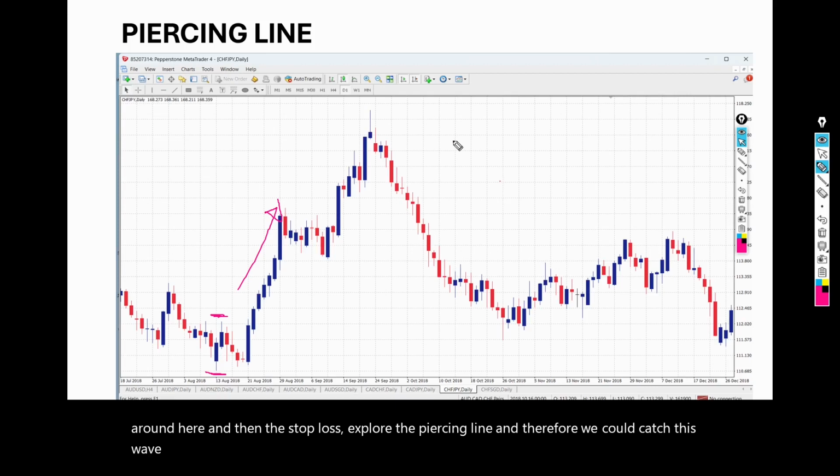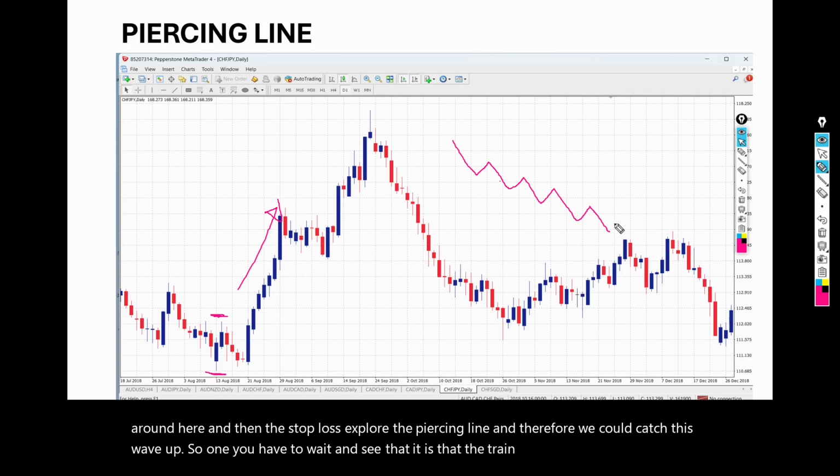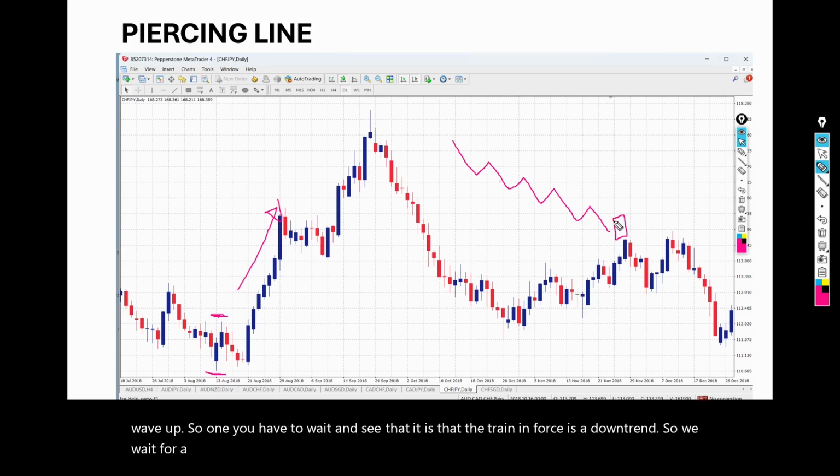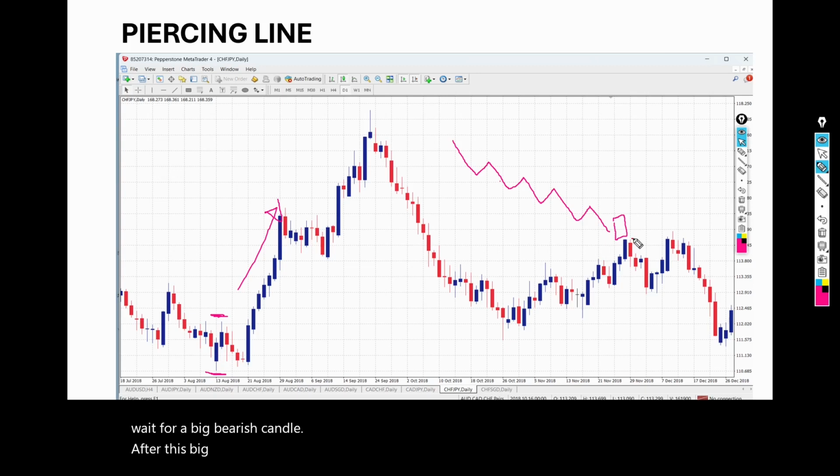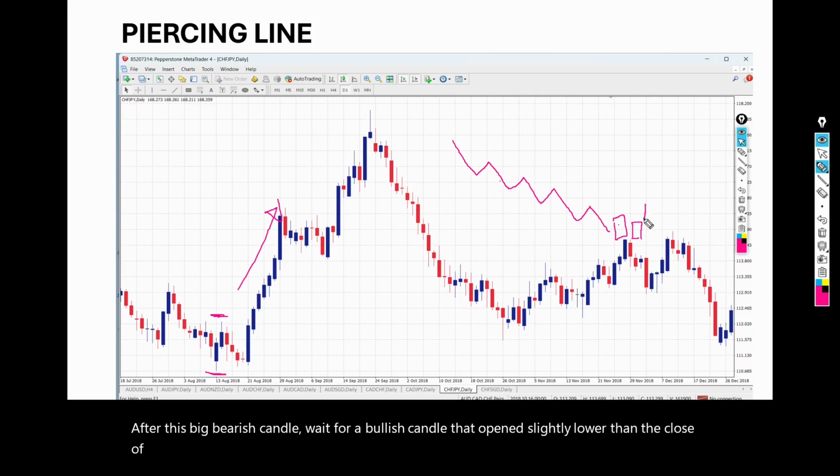So one, you have to wait and see that the trend in force is a downtrend. So we wait for a big bearish candle. After this big bearish candle, wait for a bullish candle that opens slightly lower than the close of that previous bearish candle, and then followed by a bullish candle which closes at least in the middle of this previous bearish candle. So we wait for a confirmation candle which should be bullish also, and therefore we make our entry point slightly above, and then we put our stop loss, and therefore we could catch the wave up.